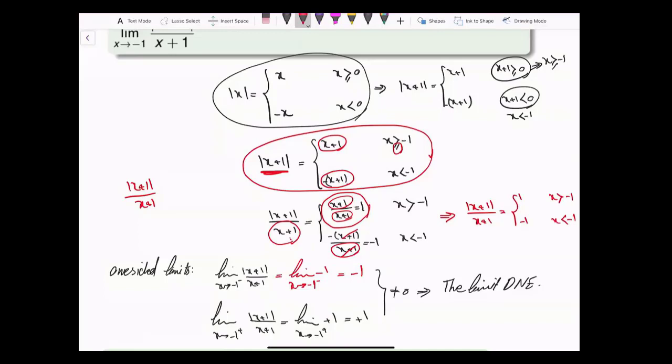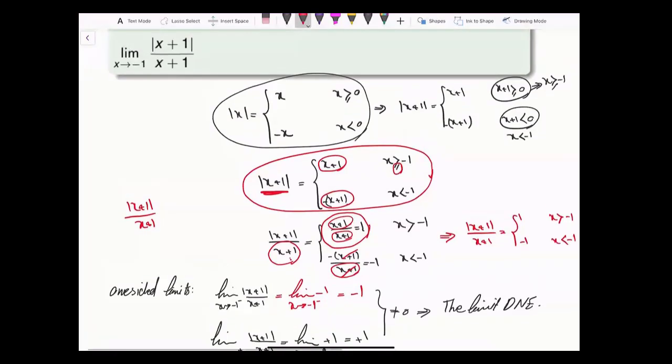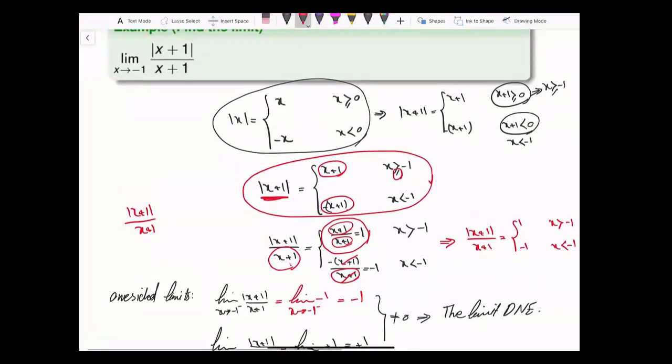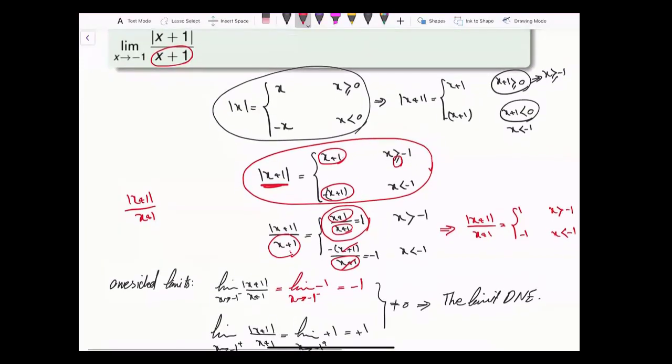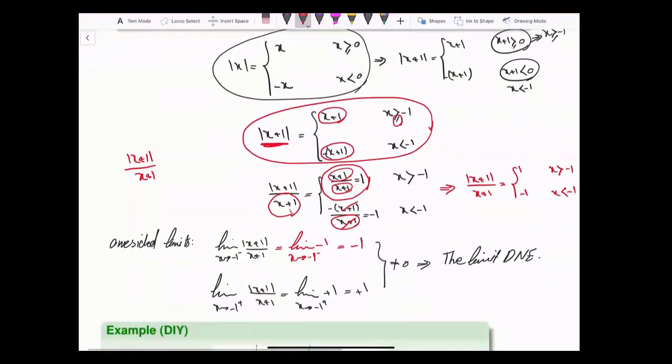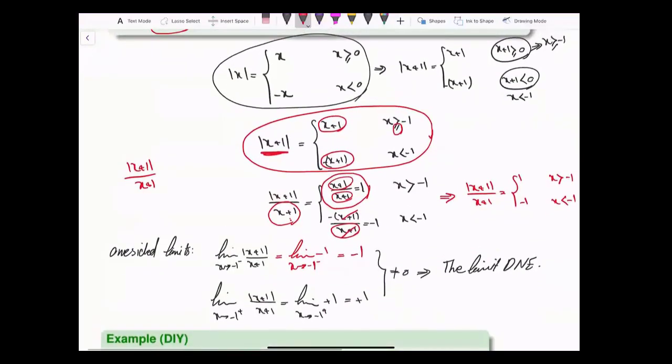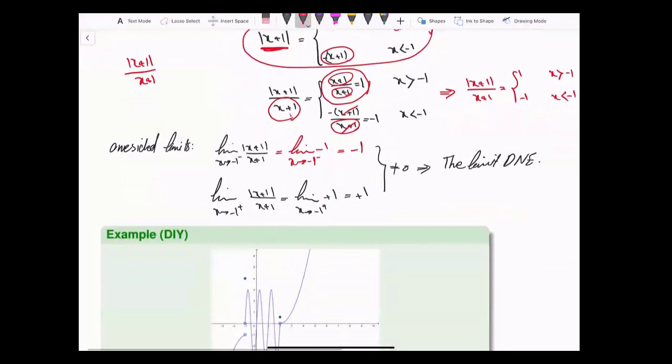Someone says, what is the reason for dividing by x plus 1? It is how the function is defined. This is the function we are interested in. That's why we divide. Okay, good. Is there any other question? I think we're clear. Okay, good.